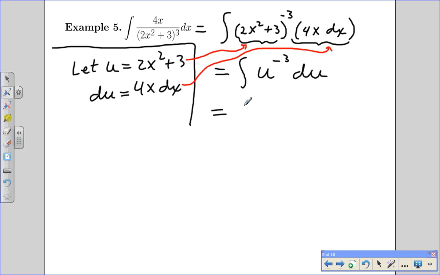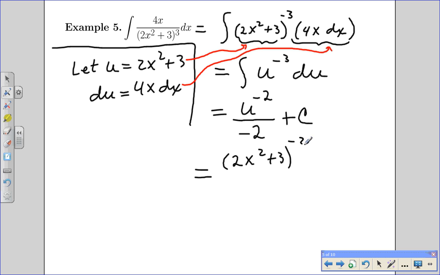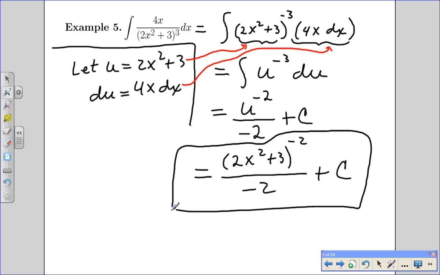And if you integrate that, you add 1 to the exponent, so you get u to the minus 2, and you divide by the exponent. And then, of course, you want it back in terms of x, so you get (2x squared plus 3) raised to the minus 2 power divided by negative 2 plus c. So sometimes with these problems, you have to do a little bit of algebra first before you can actually do some calculus to them. We had that same situation very often when we were working with derivatives.